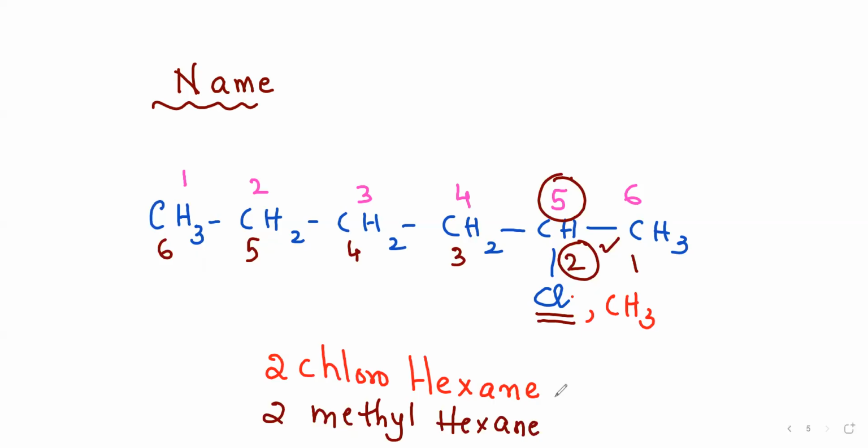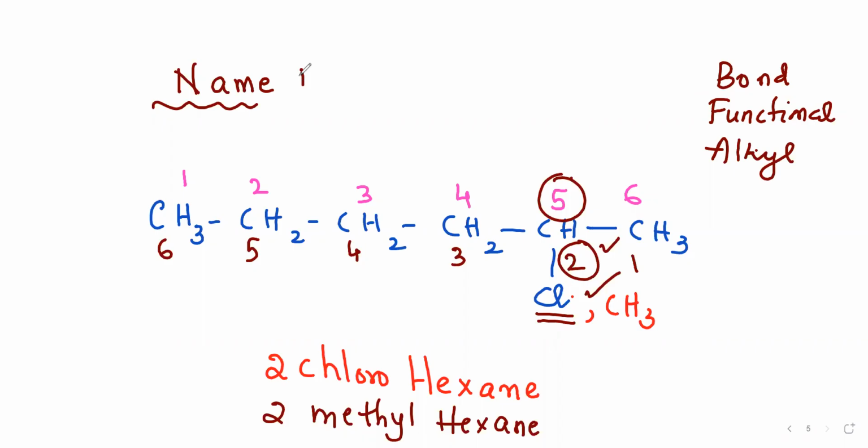So priority goes to the substituents. First priority is for the bond, second priority is for the functional group, and the third is for the alkyl group which is attached. This is how we normally name the compound.